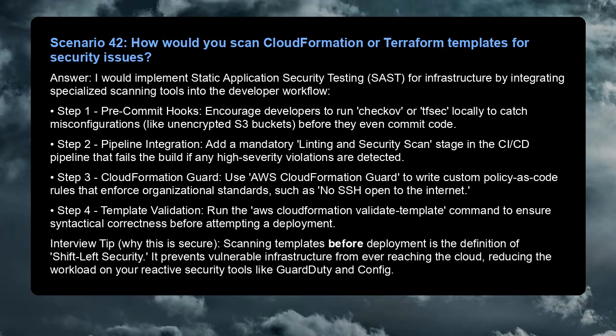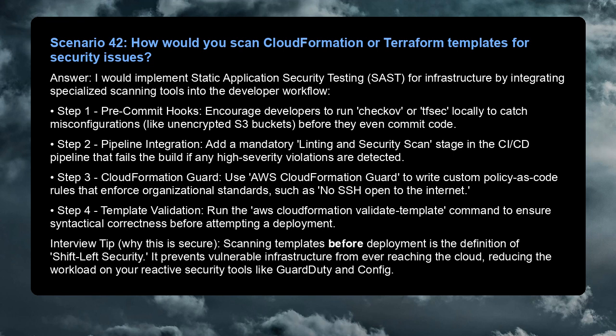Scenario 42. How would you scan CloudFormation or Terraform templates for security issues? Answer: I would implement static application security testing, SAST, for infrastructure by integrating specialized scanning tools into the developer workflow. Step 1, pre-commit hooks. Encourage developers to run Checkov or TFSec locally to catch misconfigurations, like unencrypted S3 buckets, before they even commit code.